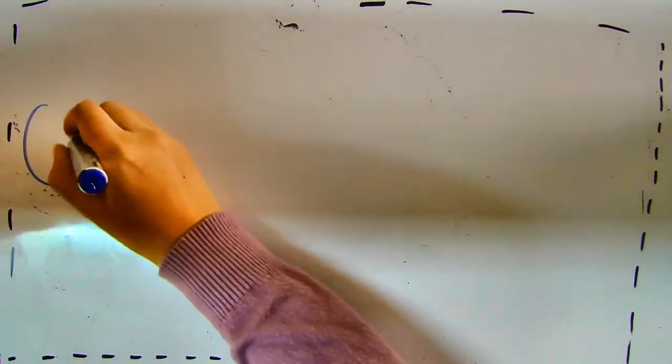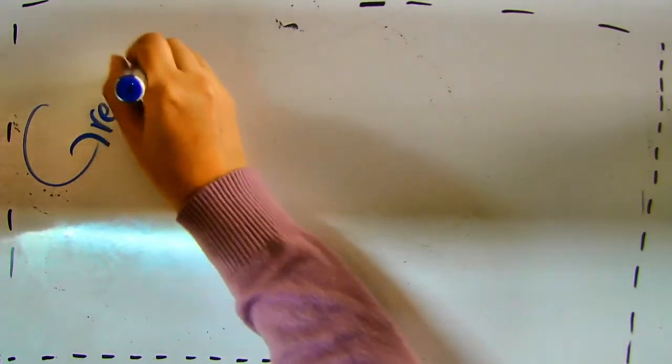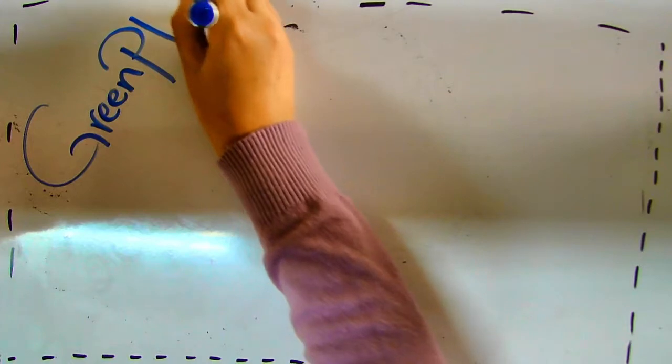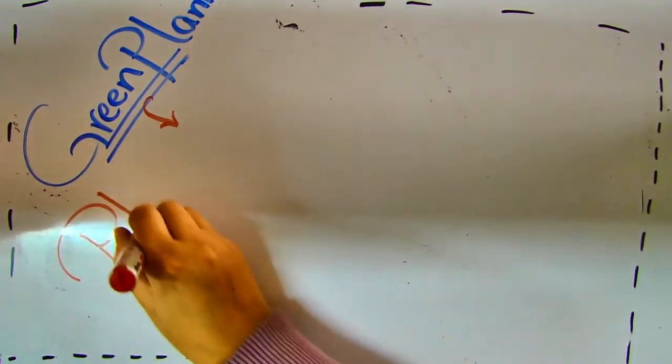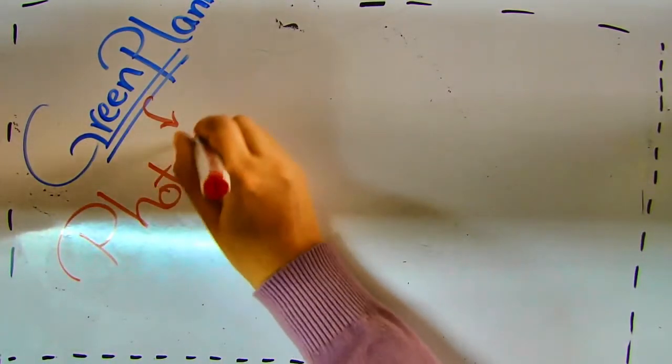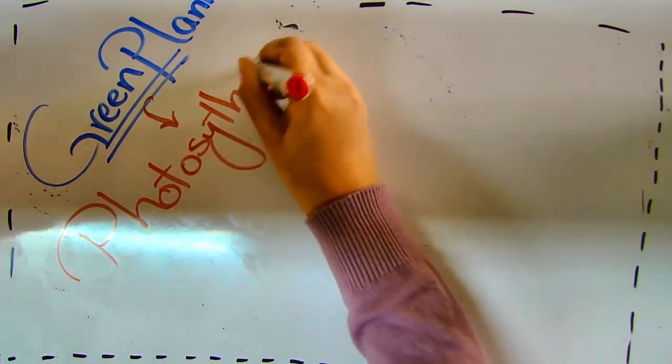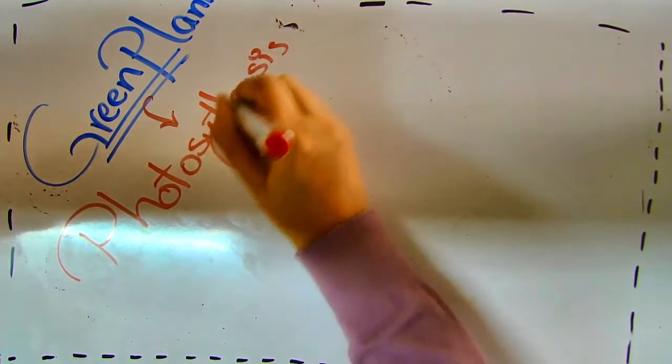Source of oxygen. The main source of oxygen on earth is green plants, during the photosynthesis process.